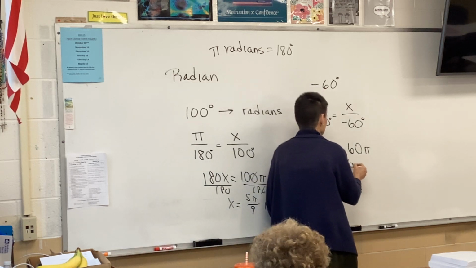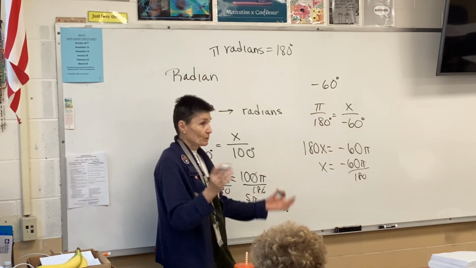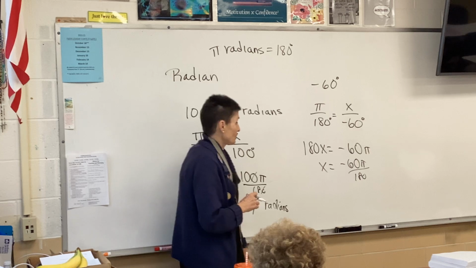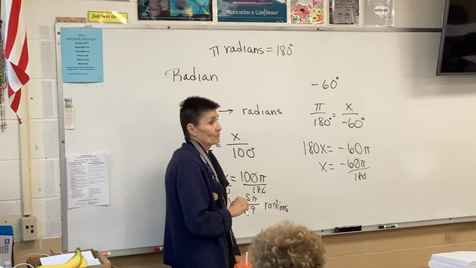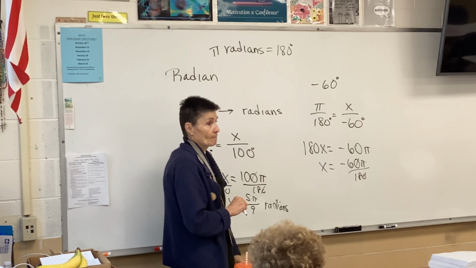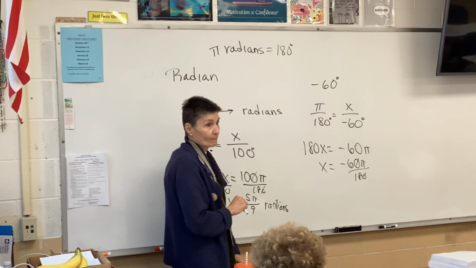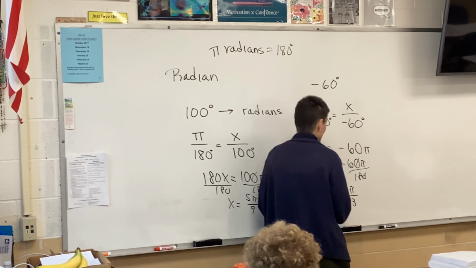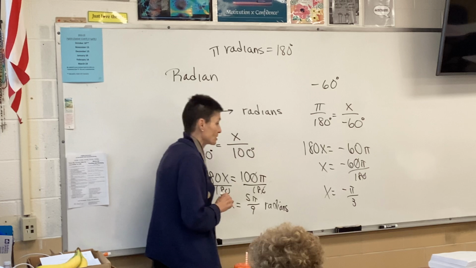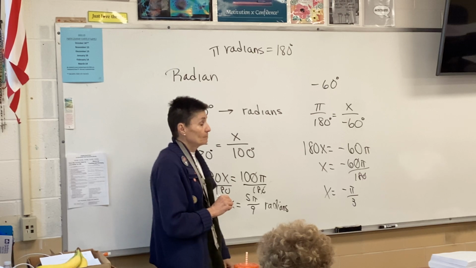So x equals negative 60 pi divided by 180. Does that make sense to everybody? Now we reduce our fraction. Always reduce. So again, the zeros cross off. Now you've got negative 6 over 18. One-third. So x equals negative pi over 3. You can put a 1 there if you want. 6 over 18 is 1/3. So if you want to make that 1 pi over 3, that's fine. Keep the negative.